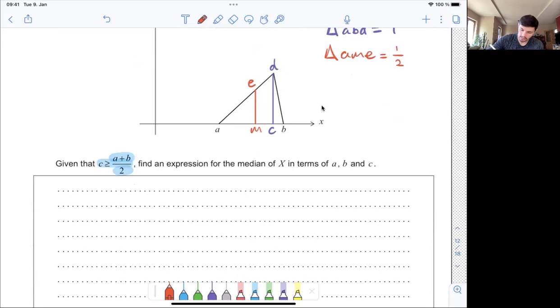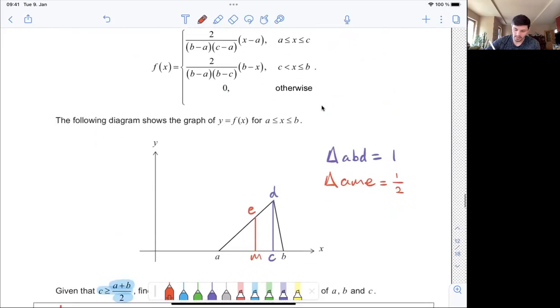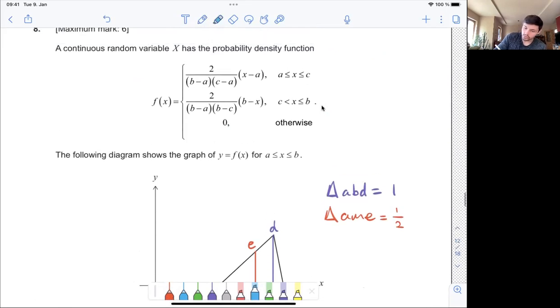So with this triangle AME, the base will be just m minus a, which is this line here. And the height is going to be when we substitute m into our probability density function. Since we know that m is to the left of c, we're going to have to put m into this probability density function.